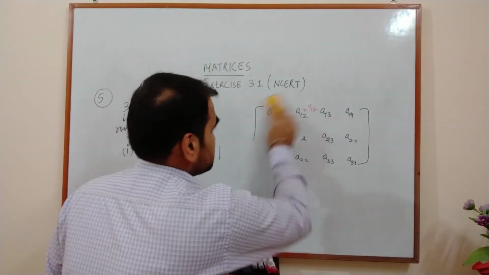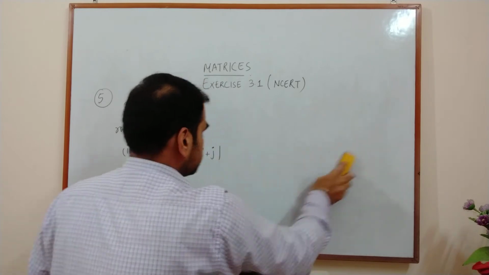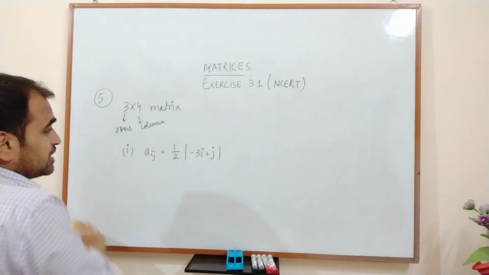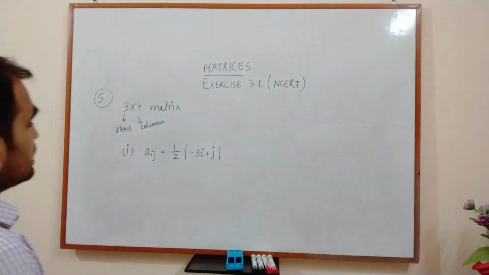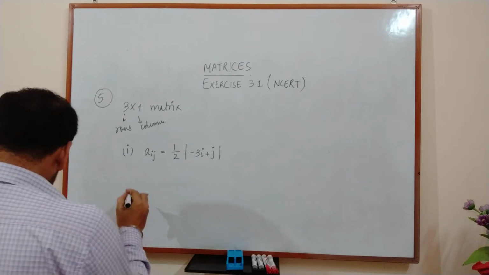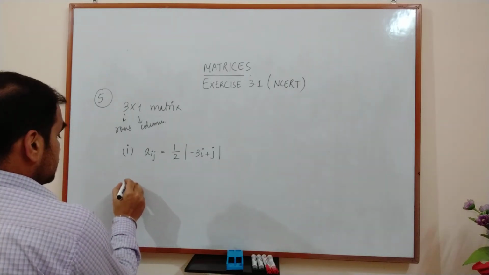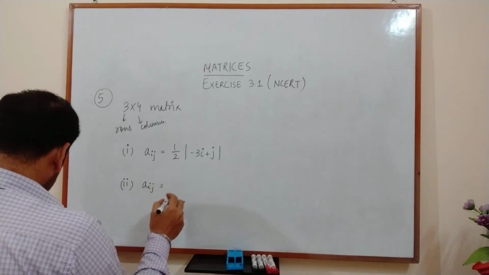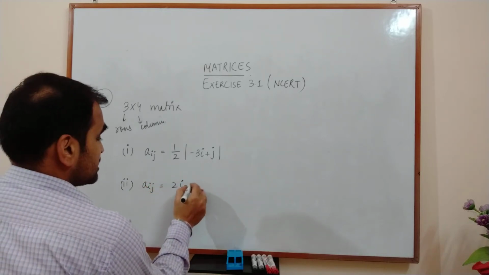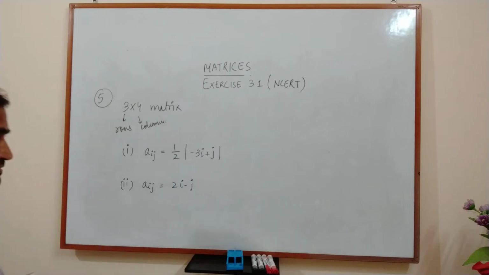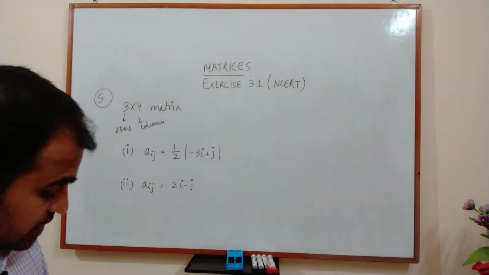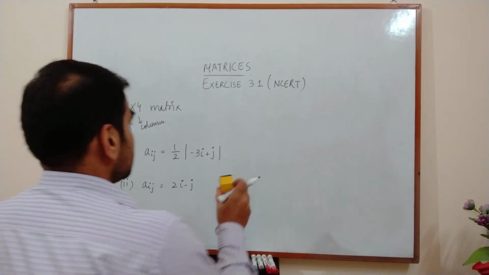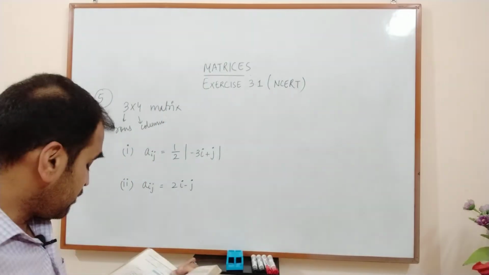Similarly, next we have the second part of the question. In the second part, the elements are defined by this: a_ij equals 2i minus j. So it is again very easy. Next we have to put the values of i and j and simplify it just to construct a 3 cross 4 matrix. Okay, so this is about question number 5.